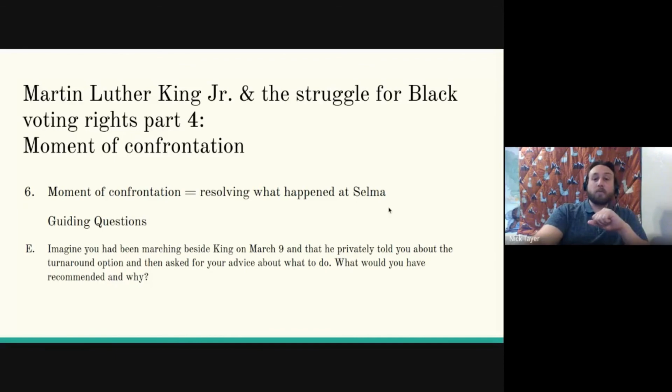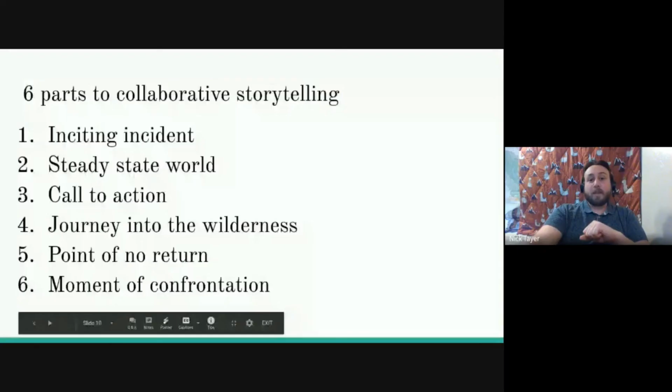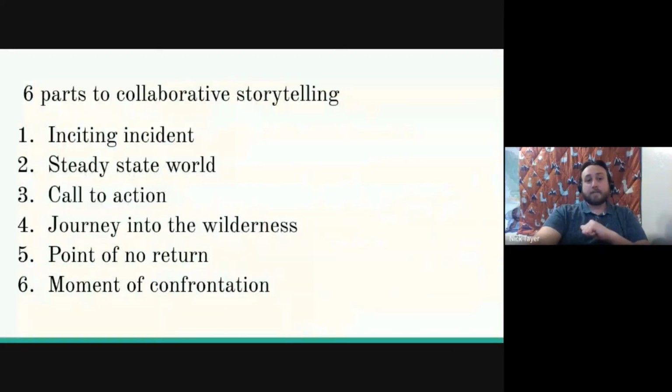Collaborative storytelling, like many forms of stories, consists of 6 parts: an inciting incident, a steady state world, a call to action, a journey into the wilderness, a point of no return, and a moment of confrontation. Each part builds on its predecessor to create a cohesive whole that joins past to present. By building case studies structured to these 6 beats of a story, you can collaborate with your students and develop engaging conversations.